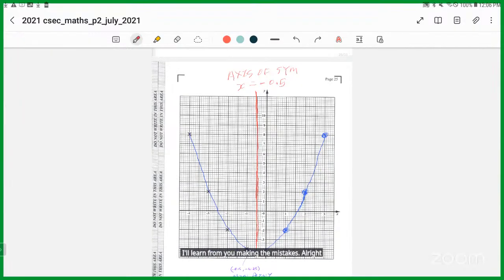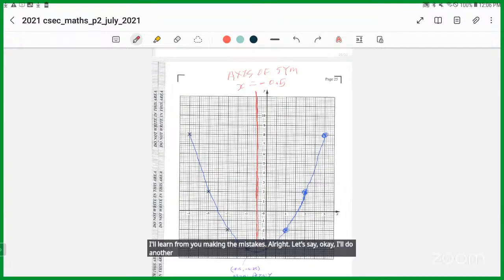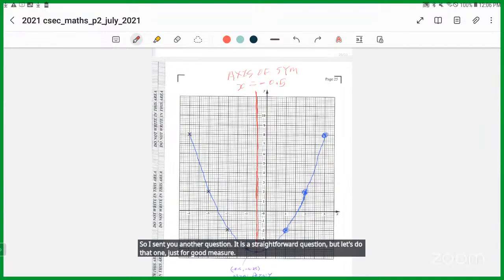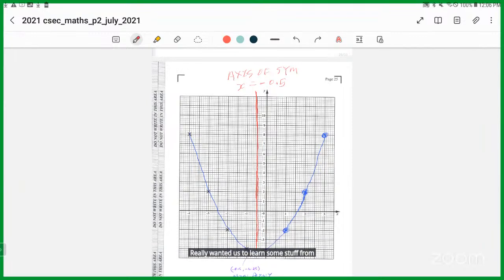Alright. Let's see if we can do another question. So we're going one hour now. Let's see if we can finish another question in about half an hour. I don't want this session to be too long. So I sent you another question. Easy, straightforward question, but let's do that one just for good measure. We'll call it a day. I really wanted us to learn some stuff from this particular one.